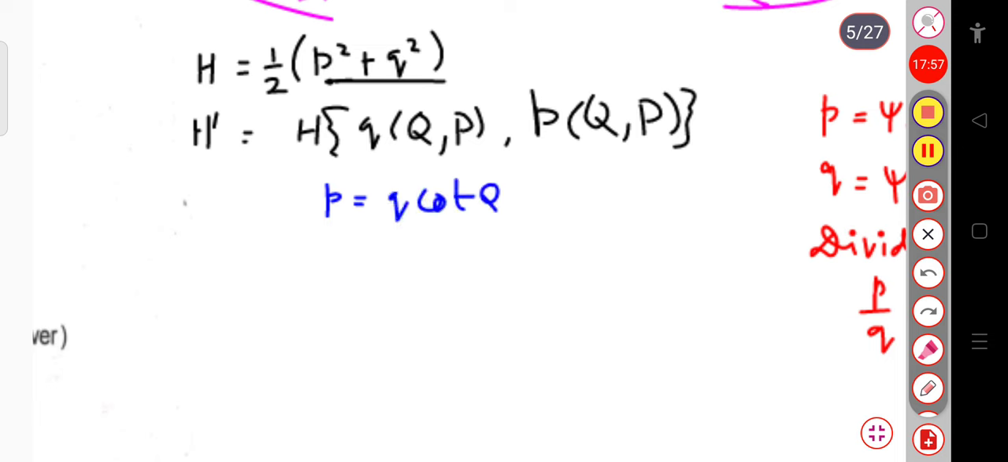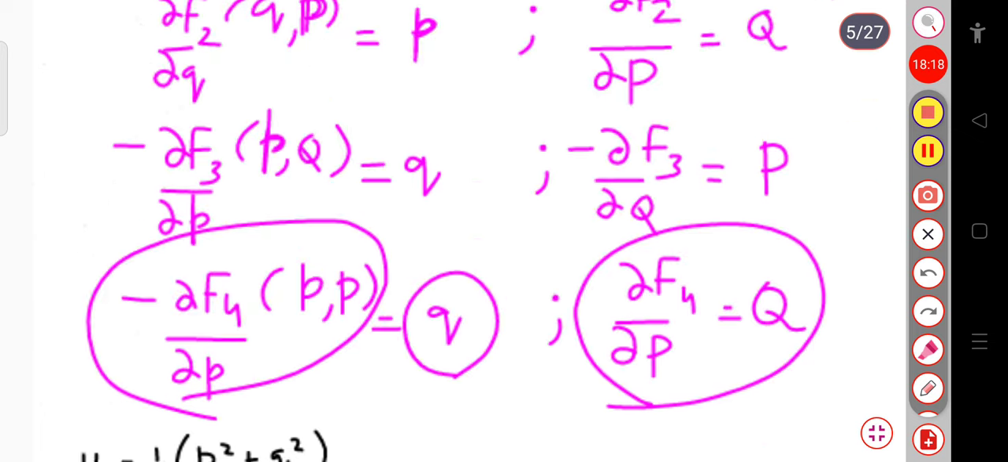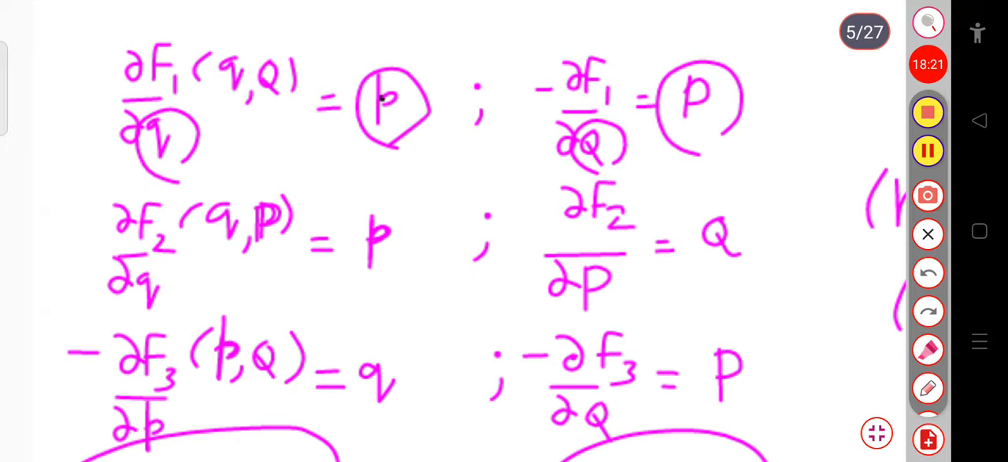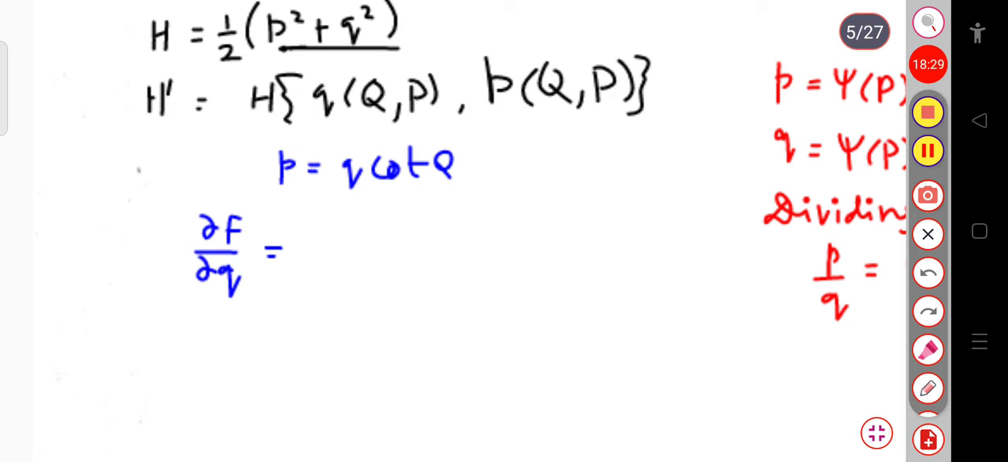Now you can see here, this function depends on small q and capital Q. Here this is a function of small q and capital Q. So by using the generating function, I can differentiate ∂f/∂q, because you know the p value is equal to small p, so ∂f/∂q equal to small p. So in place of p here I am writing ∂f/∂q, that is equal to q cot Q.